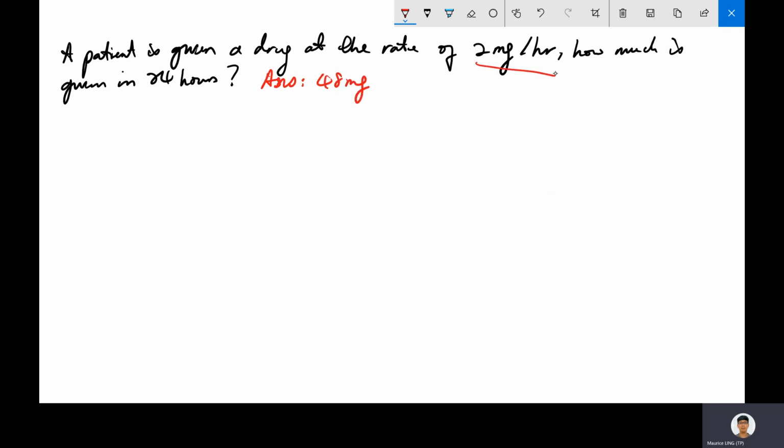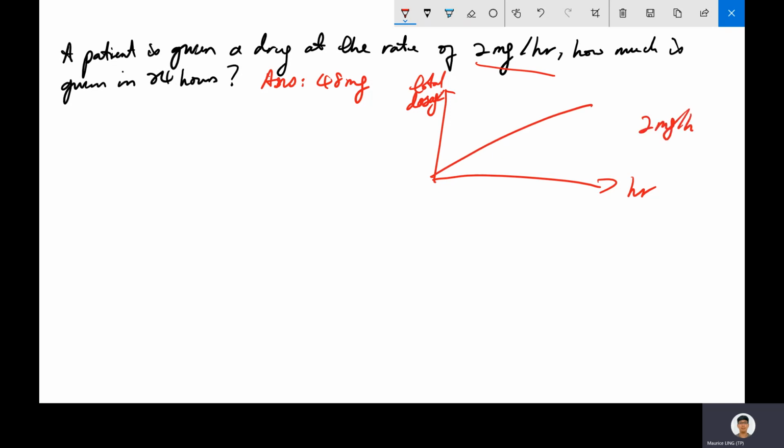The reason why? 2 milligrams per hour is actually the gradient. If you plot it out, this is hour, this is the total dosage. Here, the gradient is 2 milligrams per hour. After 24 hours, what you are trying to find is the area under this curve.